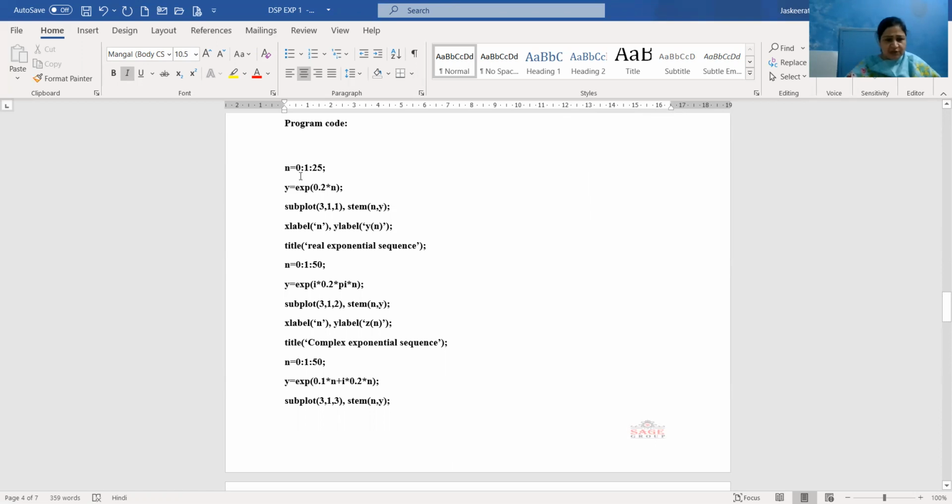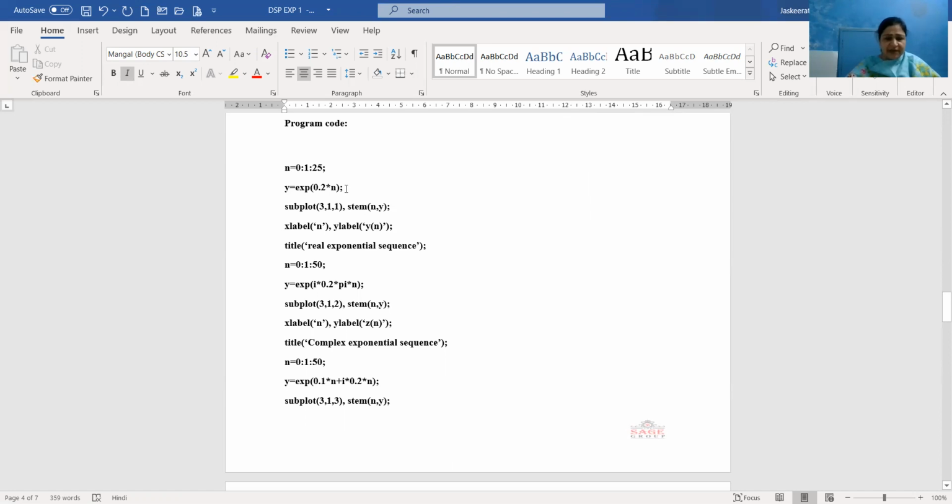First command is 0:1:25. That means small n varies from 0 to 25 with an interval of 1. Since n is always an integer, an interval of 1 is chosen. So we will have n starting from 0, 1, 2 and it will go up to 25.